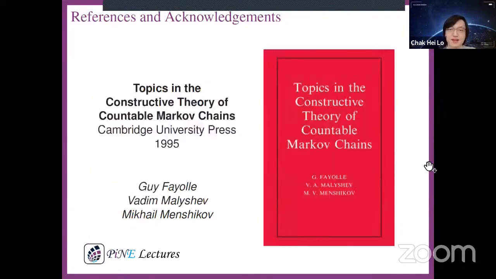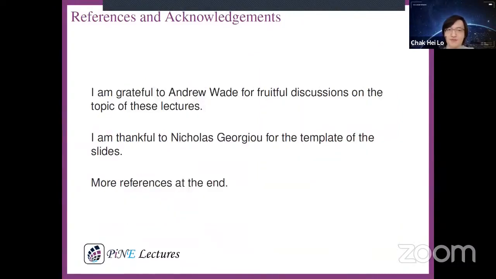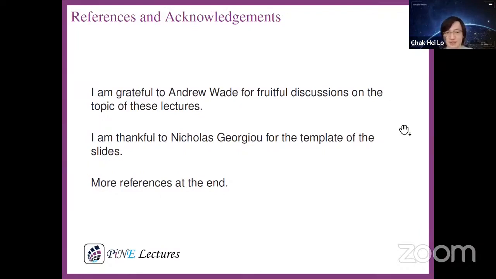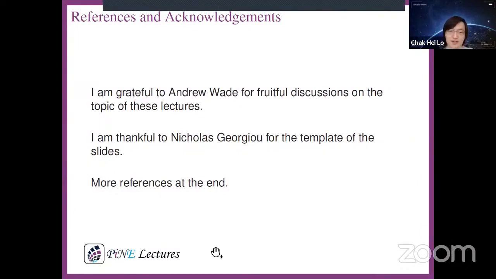And this is the second book that I use for these lecture notes: Topics in the Constructive Theory of Countable Markov Chains. It is also a very useful and classical book, and a lot of the theory that I cover here is in this book. So these are the 2 main reference books that I'm following. I'm grateful to Andrew for the discussion on the topics of this lecture, and I'm also thankful to Nick for the template of these slides. I will give more references at the end. And when I use a particular reference for a particular theorem, I will also state that.